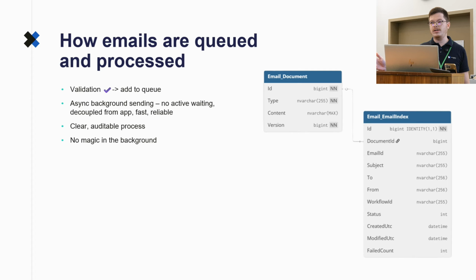The processing of emails happens asynchronously. We use background tasks that pick up the emails in the queue and send them via the configured SMTP provider. This means user never has to wait for sending to complete. It's decoupled from the app, it is fast and it's reliable. And this visibility has been a huge improvement for us. It means there is no magic in the background, but we have a clear, auditable process.